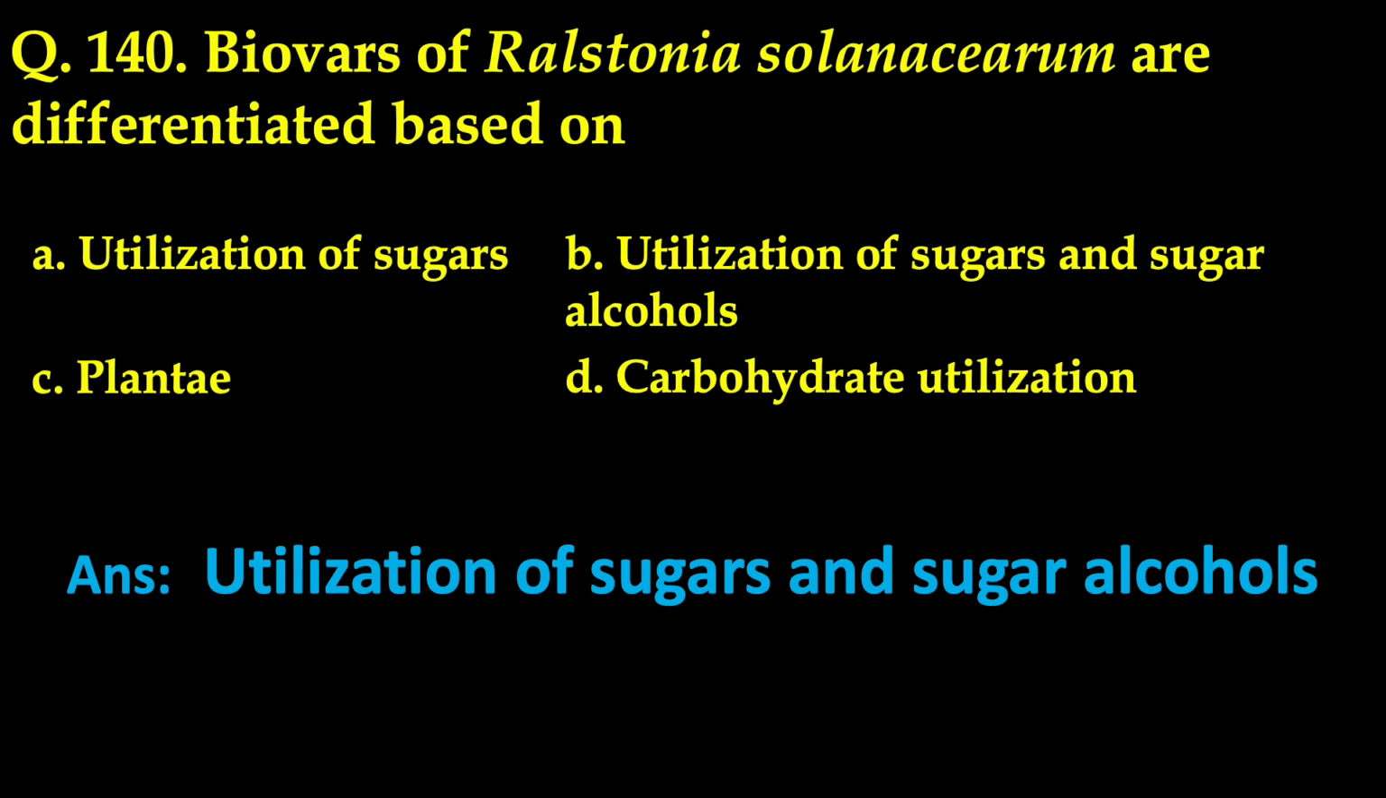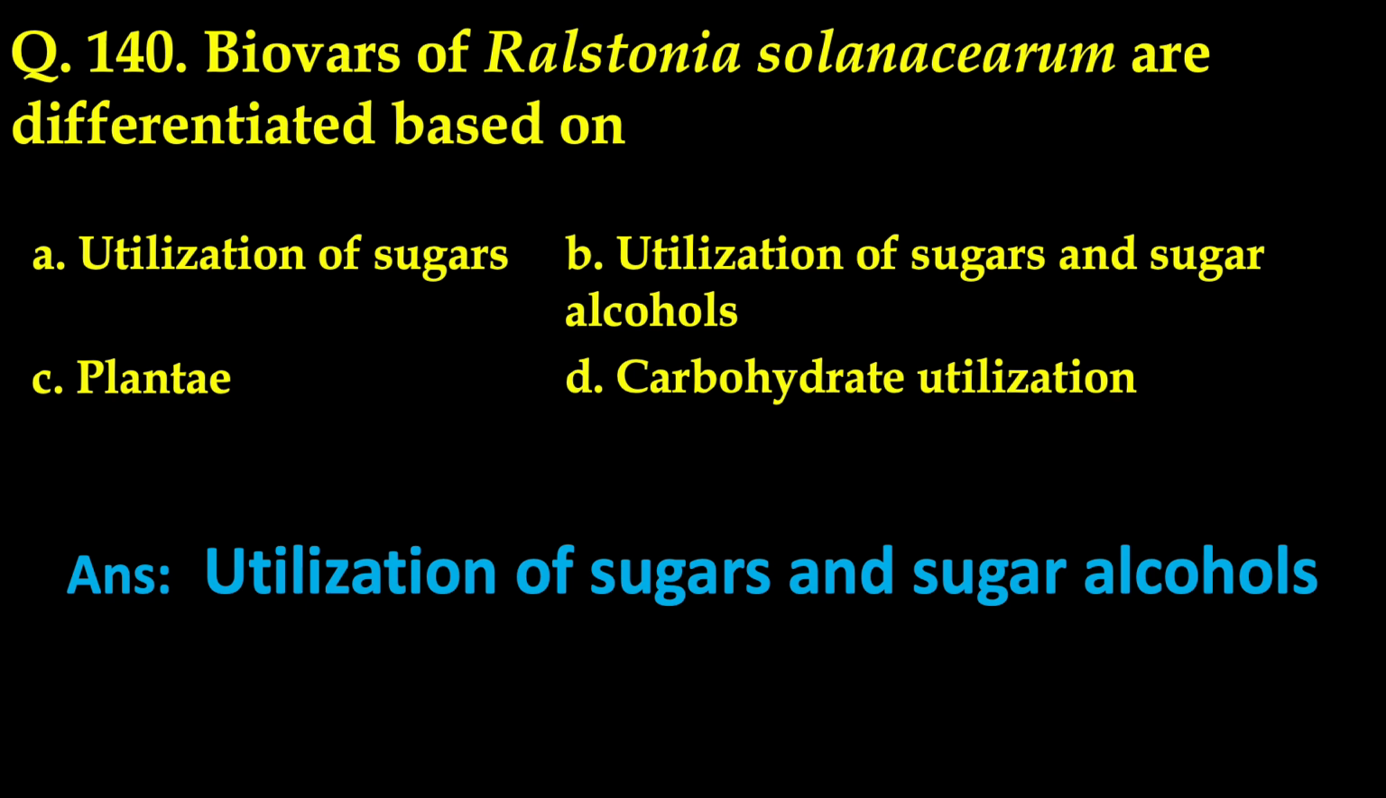Before going to the next question, let us try to understand the meaning of some terminology like biovar, morphovars, pathovars and many more. A biovar is a variant prokaryotic strain that differs physiologically or biochemically from other strains in a particular species. Another terminology, morphovars or morphotypes, are those strains that differ morphologically.